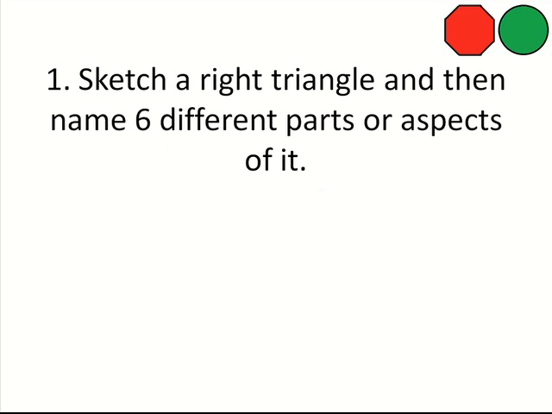Sketch a right triangle, and then name 6 different parts or aspects of it. Click on the stop sign. Okay, let's see how you did.